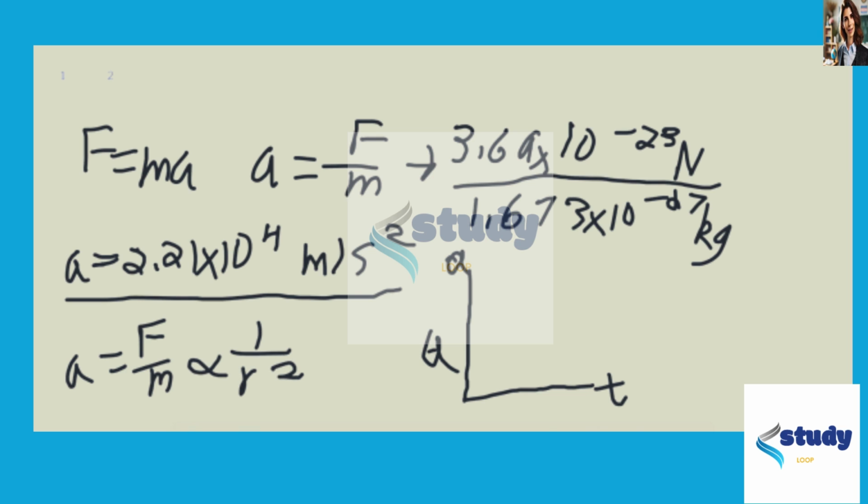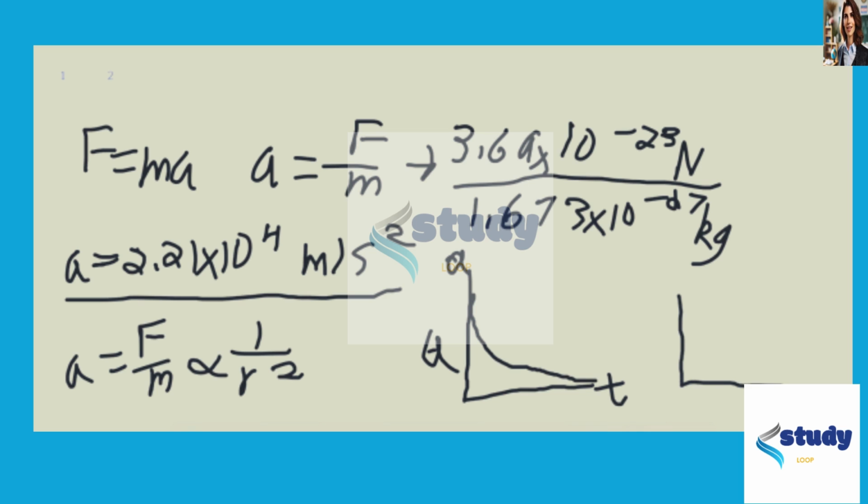Meaning that the further away you get, the smaller the acceleration is going to get, and you're squaring that, so it's going to be parabolic. So we start with this high acceleration, and we're going to slowly decrease acceleration eventually.